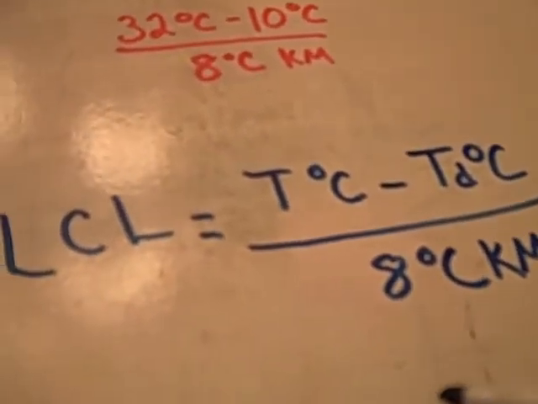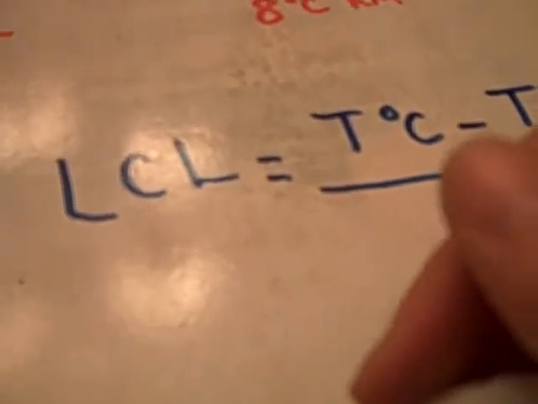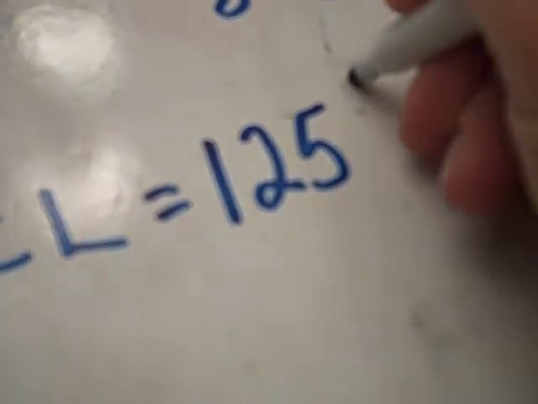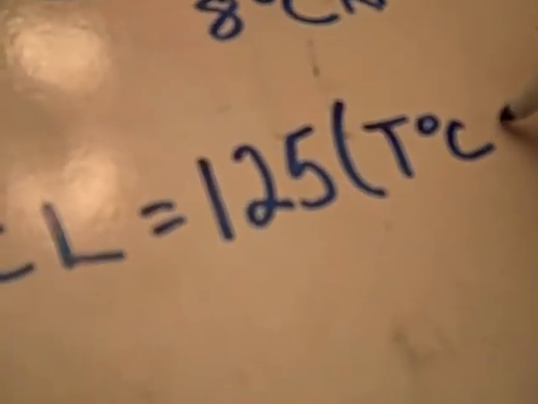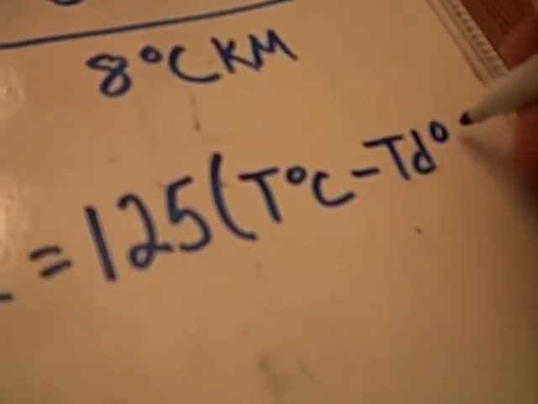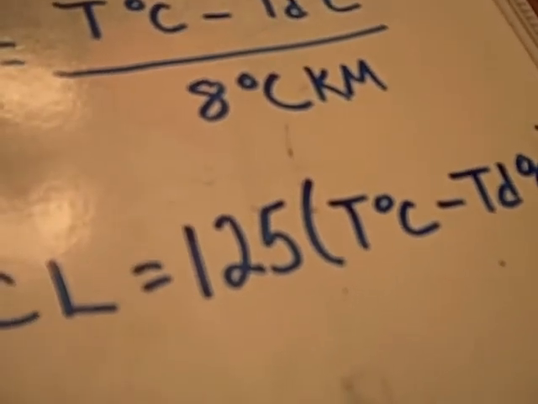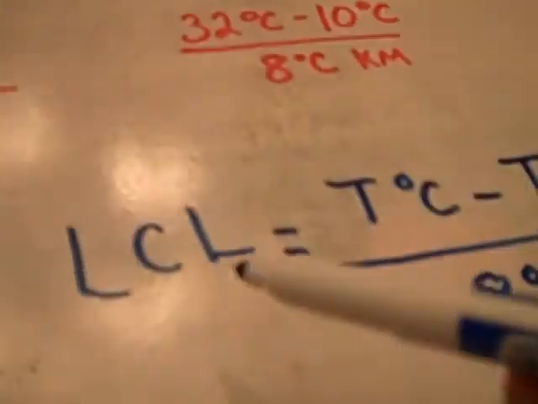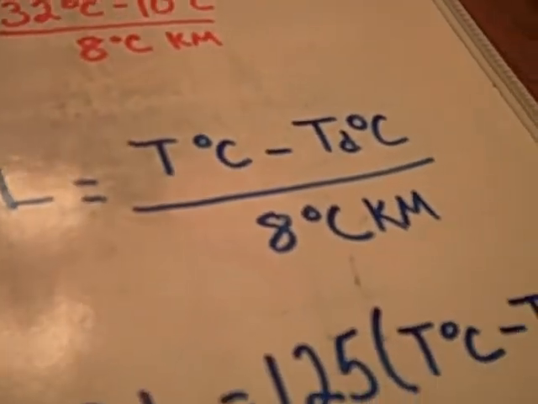If I needed to find this in meters, I would have to do the difference in my meter set. So to find my LCL, it would be equivalent to 125 times my temperature in degrees C minus my dew point temperature in degrees C, and that's how I would find my answer in meters for this variation. So this one's for kilometers, this one's for meters.